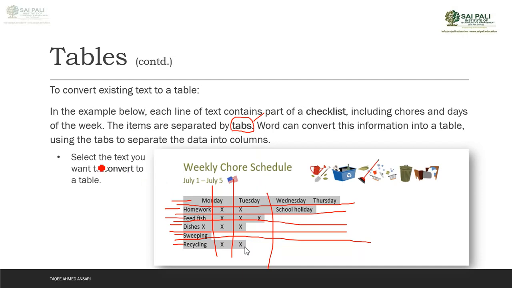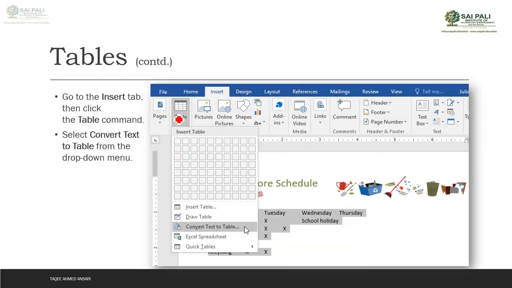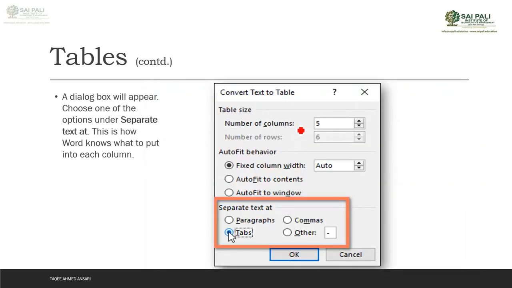So let's say you select the text you want to convert into the table and then you go to the Insert tab. In the Insert tab, again the Table command, and in that Table command you have Convert Text to Table. Now when you select this Convert Text to Table from the drop down, it will open this dialog box. So the dialog box will appear. Now choose one of the options under Separate text at. This is how Word knows what to put in which column.